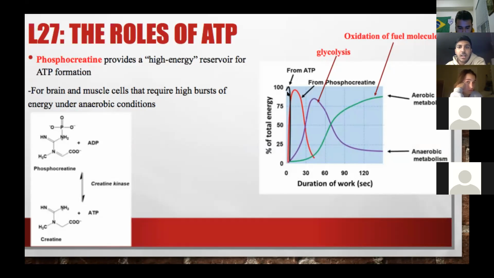Those that require high bursts are typically going to use this kind of reaction. And you can see the amount of ATP that's being made. Initially, when you have ATP, it quickly gets depleted. You can see that through the graph here, right? And phosphocreatine is good in terms of supplying and replenishing that ATP, but you also have the glycolytic pathway as well. And then you also have oxidation of fuel molecules such as beta oxidation, which as you guys have studied, does create a bunch of ATP.